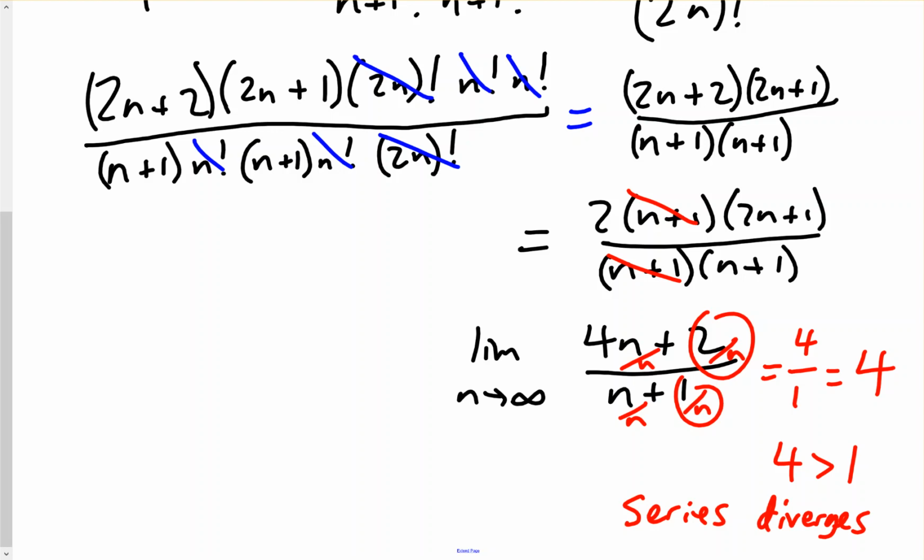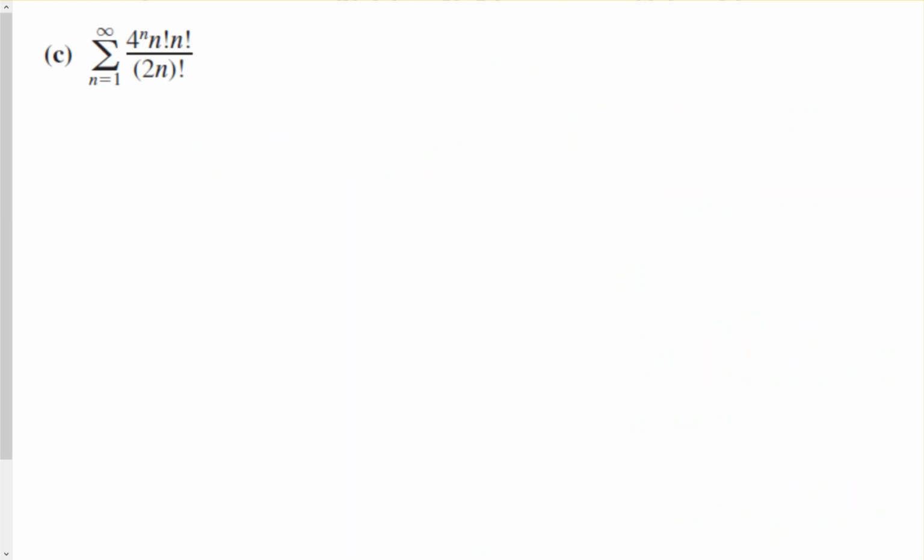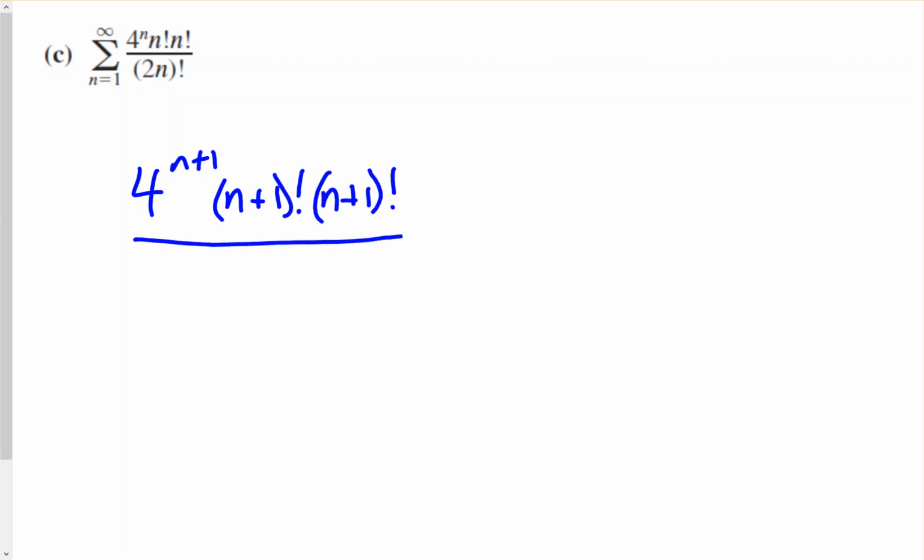Okay, let's take a look at another example. Let's set up our a to the n plus 1. So that would make it 4 to the n plus 1 times n plus 1 factorial over 2 times n plus 1 factorial. That's going to become 2n plus 2 factorial. I might as well change it to say 2n plus 2.